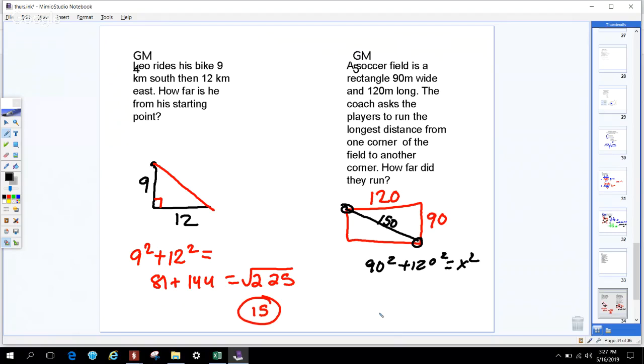Because I just did the math, I knew the answer. And technically it's because they're multiples of 9 and 12. 9 times 10 is 90, 12 times 10 is 120, 15 times 10 is 150. But really, you would do the math out.